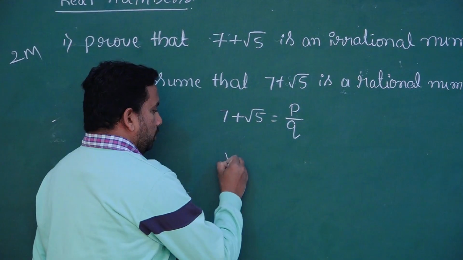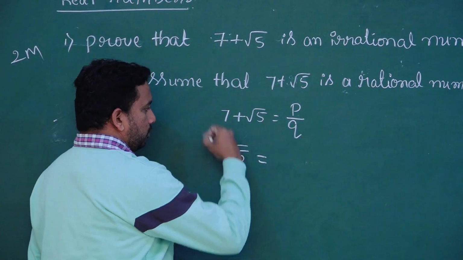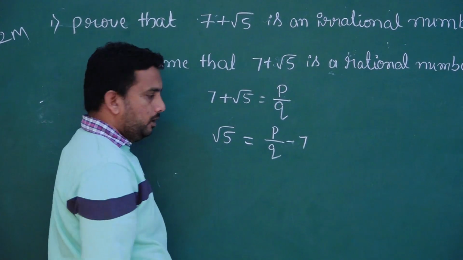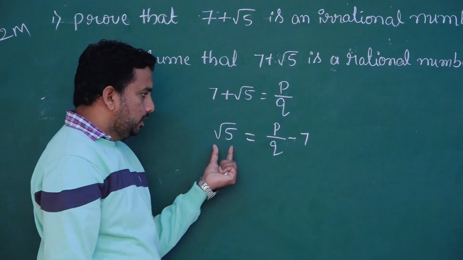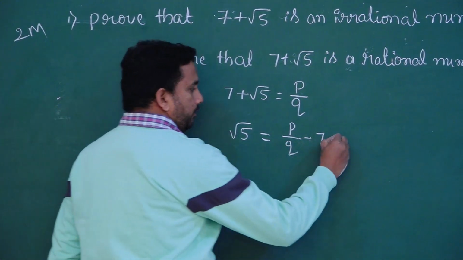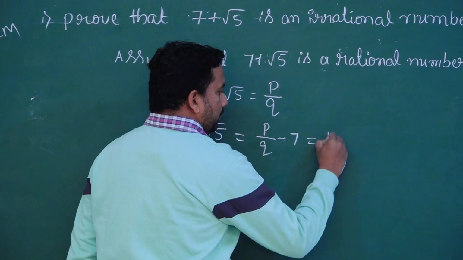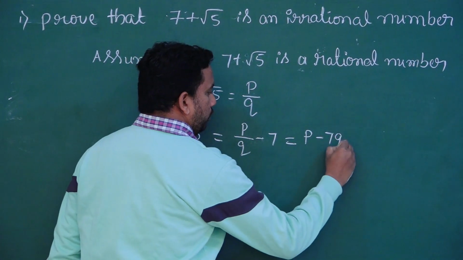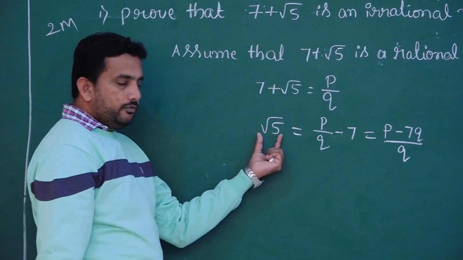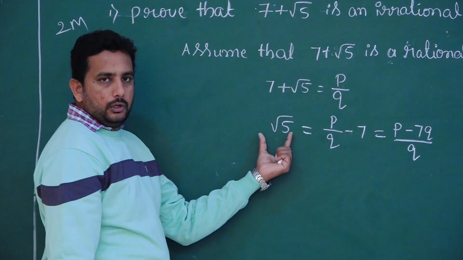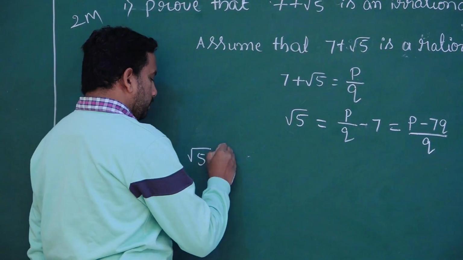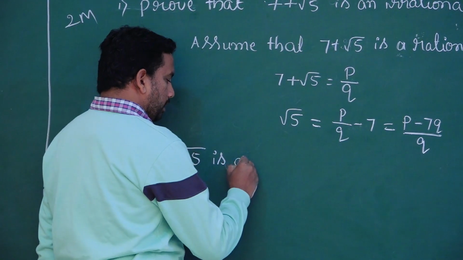Then root 5 we leave as it is, and 7 is taken to the right hand side, so it becomes minus 7. In the left hand side we have root 5, and in the right hand side we have p by q minus 7. Cross multiplying, we get p minus 7q divided by q. We already proved in the last section that root 5 is an irrational number.